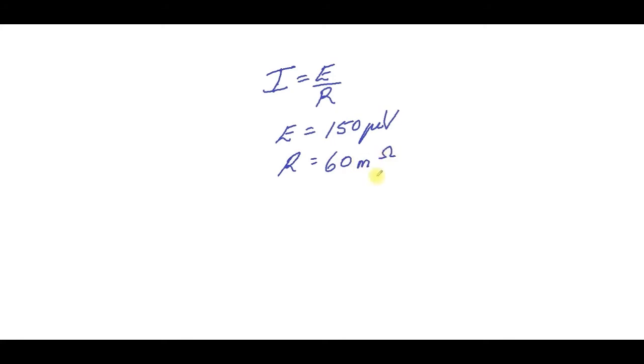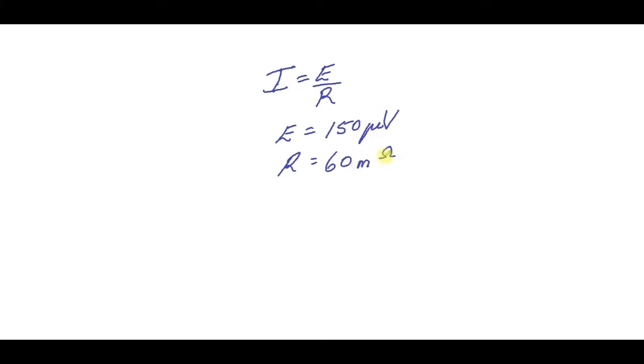Suppose we're going to calculate the amount of current flowing when we know the voltage and resistance. So we're going to be using the equation I equals E over R, current equals voltage divided by resistance. And let's say that the voltage is 150 microvolts and the resistance is 60 milliohms. So we're going to enter these values straight into the calculator and divide them and get the amount of current in amperes.